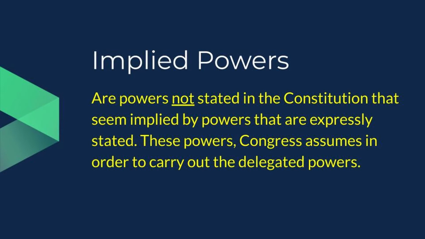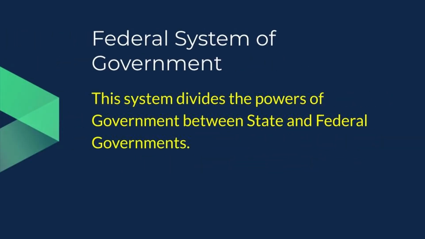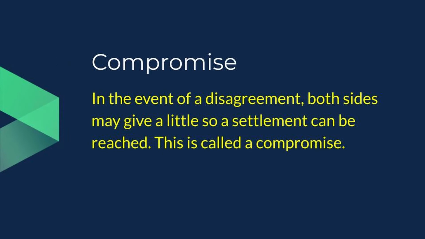Implied powers. Implied powers are powers not stated in the Constitution that seem implied by powers that are expressly stated. These powers Congress assumes in order to carry out delegated powers. Federal system of government. This system divides the powers of government between state and federal governments. Compromise. In the event of a disagreement, both sides may give a little so a settlement can be reached. This is called a compromise.